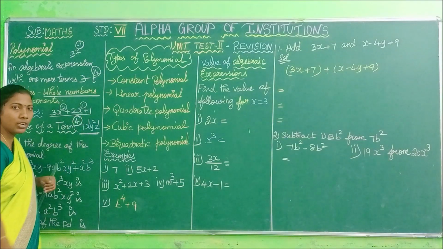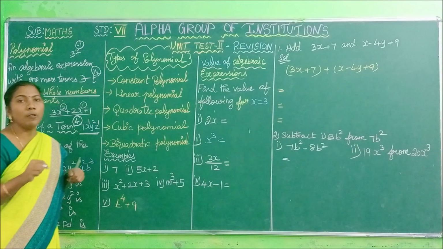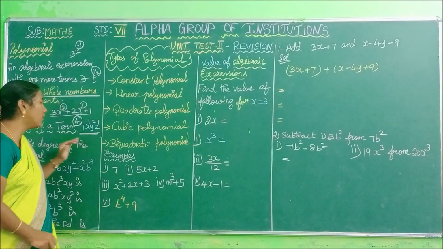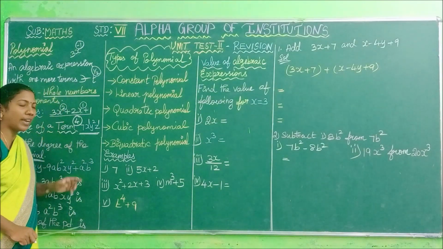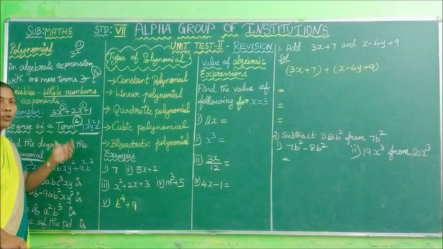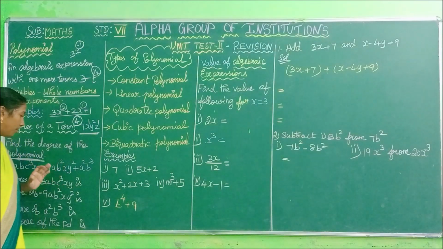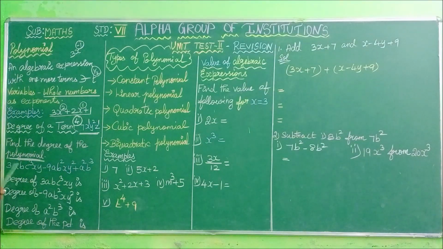Do you understand, children? Okay. Next we are going to see one example. Find the degree of the polynomial. To find the degree of the polynomial, you must find the degree of each term of the polynomial. After that, you have to choose the highest degree as the degree of this polynomial. Okay, see here. What is the first term? 3ab c cube xy. Okay.